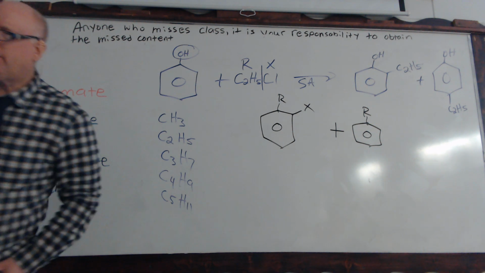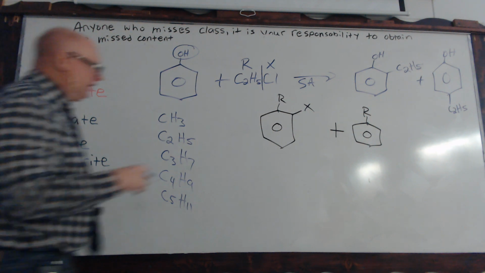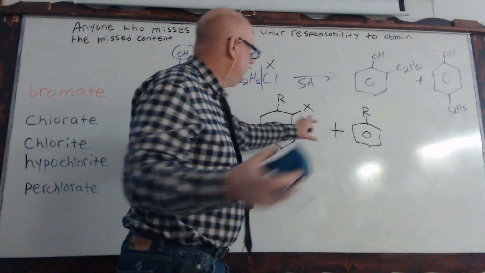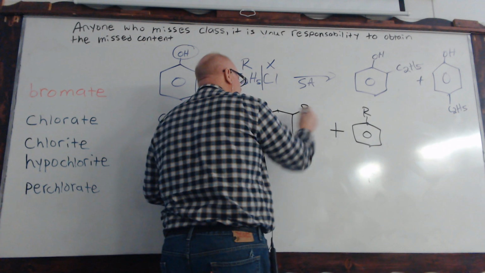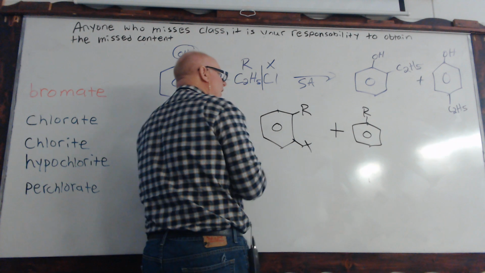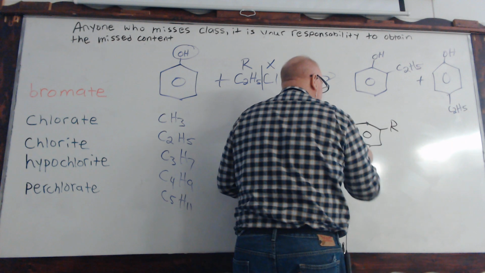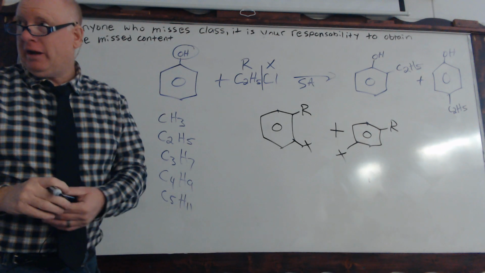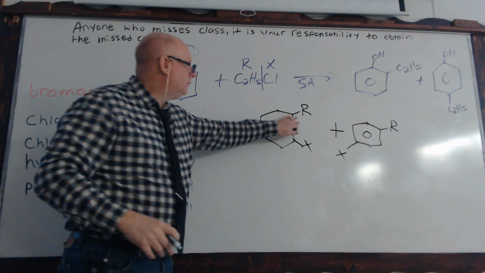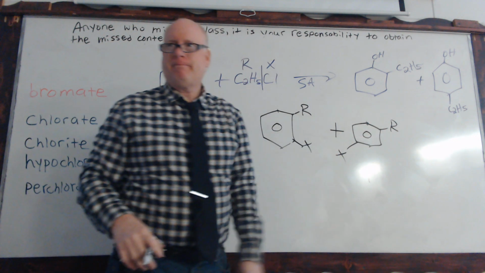Right. Now, for some reason, okay, now it's making more sense. Because on your paper, it's still the same, because on your paper we have R here, so then you could put X there, then we have R there, and then it would go there. Okay, because both of them are ortho and para positions.